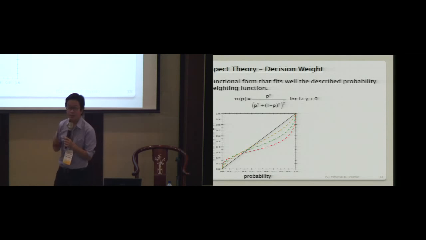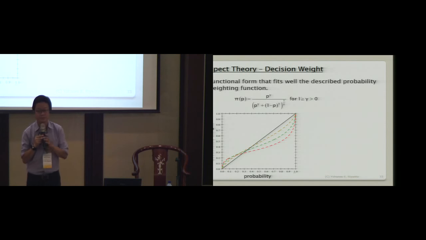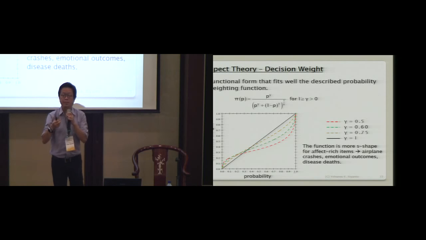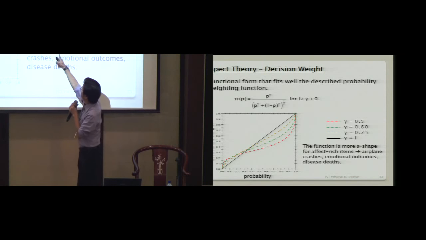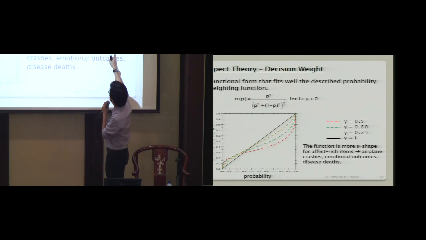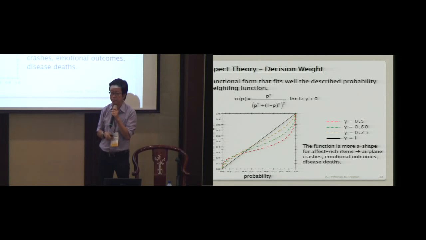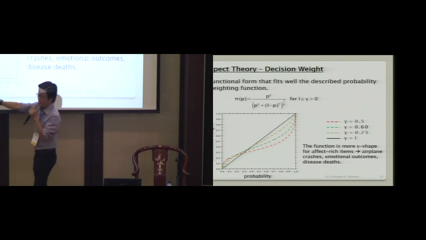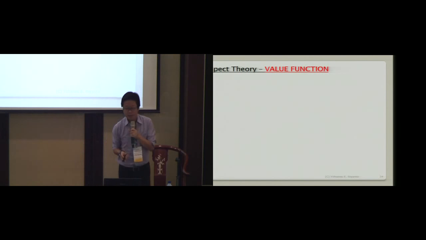And that's the weighting function. Now let me ask you a question. When will this be more S-shaped, meaning small probability becomes even more overweighted? Research says that it becomes more S-shaped for something that has an emotional attachment, something called affect-rich items. Examples would be airplane crashes, emotional outcomes, disease deaths, and things like that. For all these affect-rich items, the decision weighting becomes more S-shaped. So that's the decision weighting.